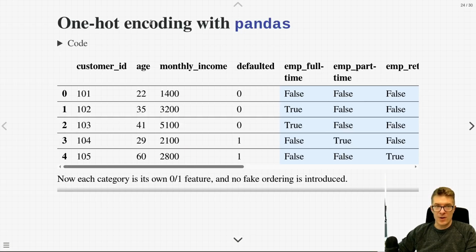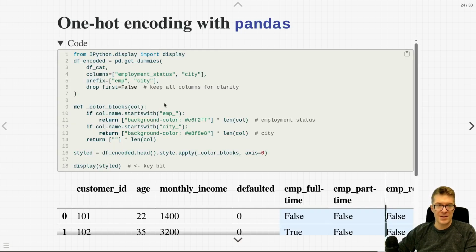Rather, we can do something called one-hot encoding. Pandas gives this to us for free. I wouldn't worry about this too much over here. This display is just here to give me some visuals.